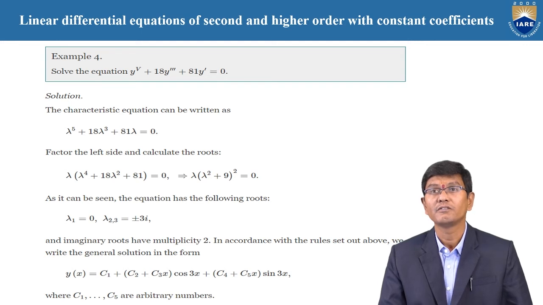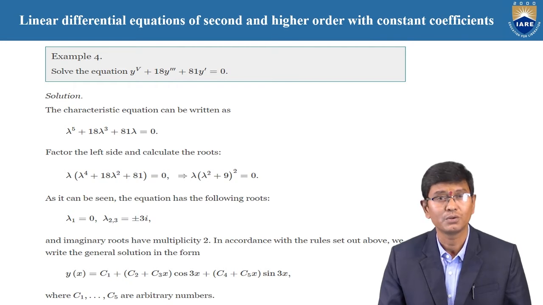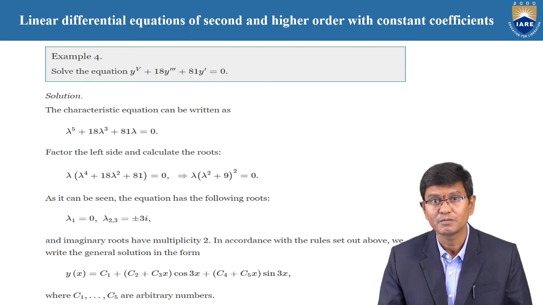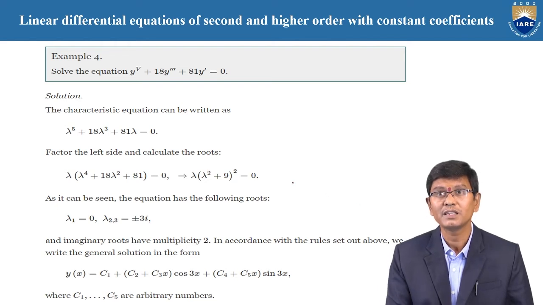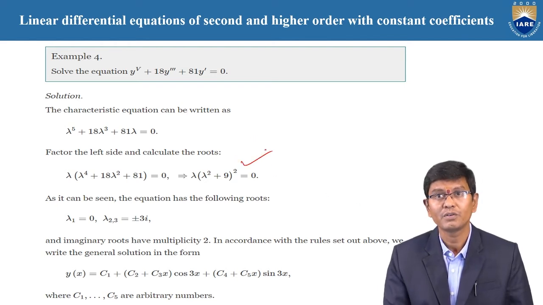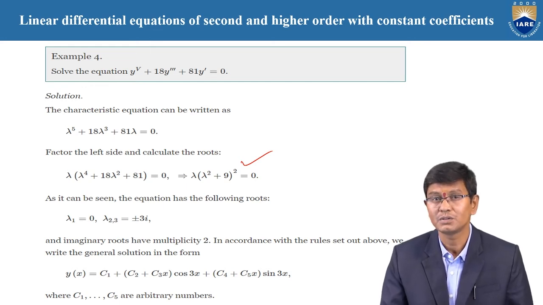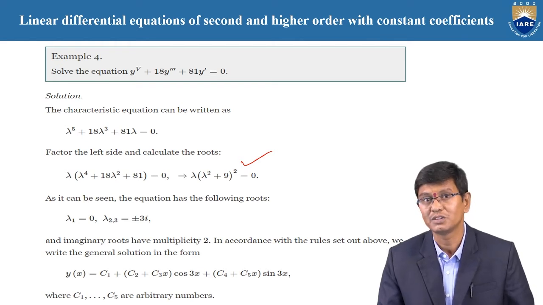Now we need to solve y fifth derivative plus 18 into y triple dash plus 81 into y dash is equal to 0. Here also, when we change to the characteristic equation, it is lambda power 5 plus 18 into lambda cube plus 81 into lambda is equal to 0. Therefore, here also lambda is a common factor. Therefore, lambda into (lambda power 4 plus 18 lambda square plus 81) is equal to 0. And moreover, within the bracket, the equation is (lambda square plus 9) whole square is equal to 0.